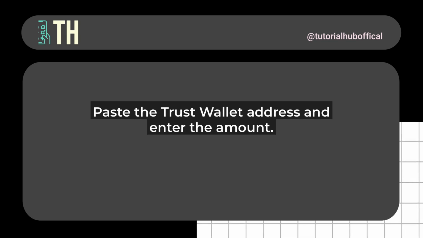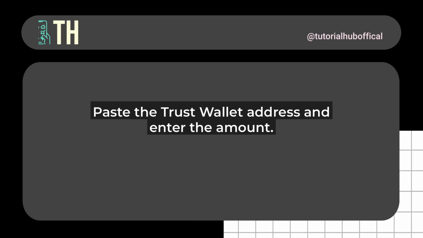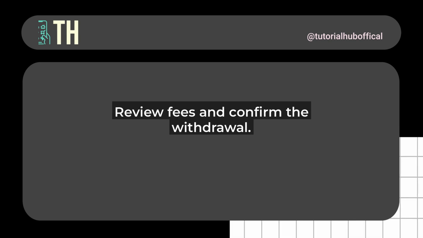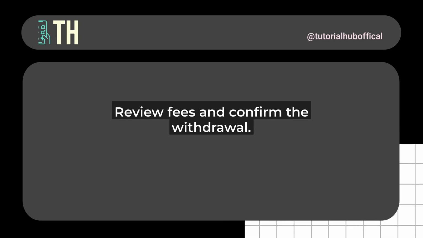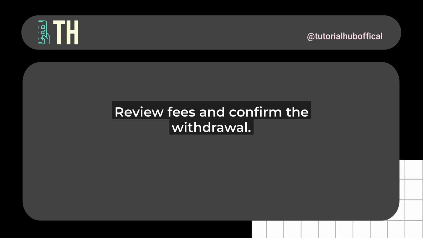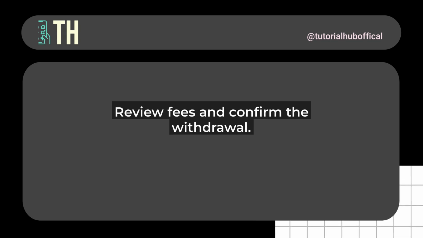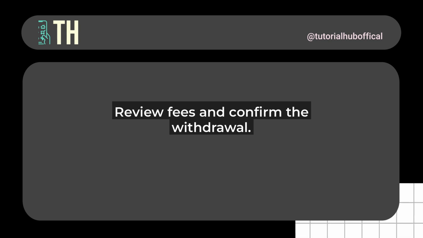Now, head back to Uphold. In the XDC section, look for the Withdraw or Send option. Paste the wallet address you copied from Trust Wallet into the recipient field. Enter the amount of XDC you want to withdraw, making sure it's above any minimum limits set by Uphold. You'll also see network fees, so review those before proceeding.